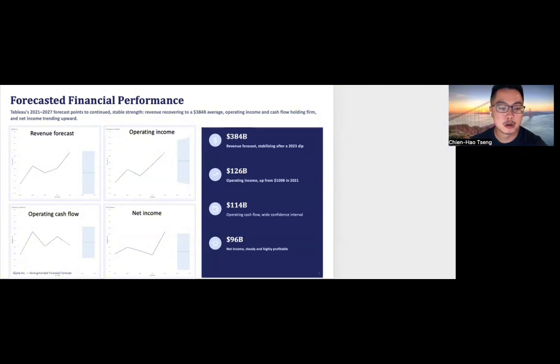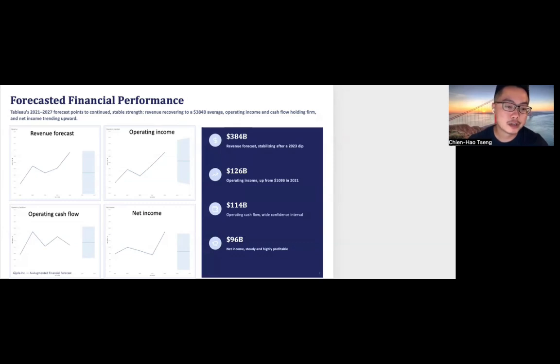Operating income also showed a positive trend. It reached about 133 billion in 2025, and the forecast projects around 126 billion going forward. This suggests Apple should continue operating efficiently and maintaining strong profitability.